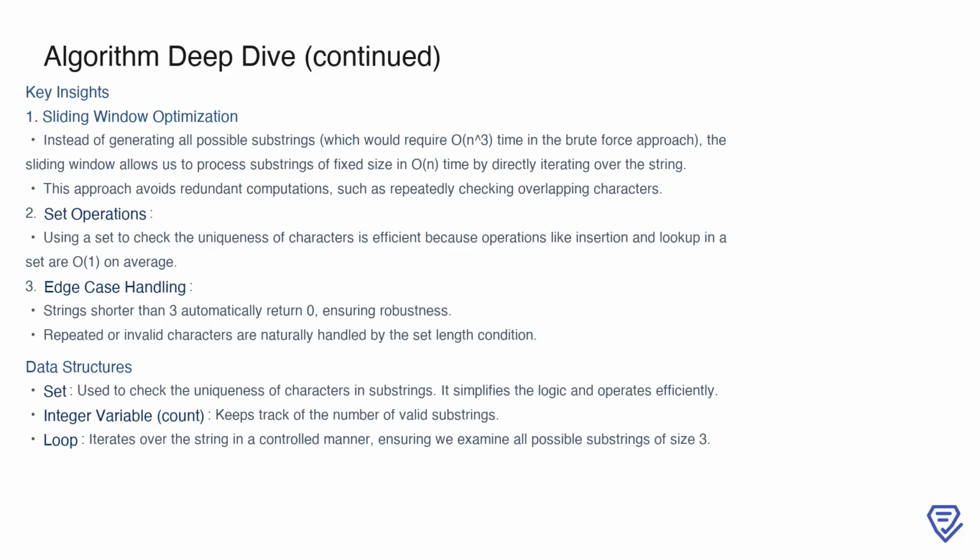Second, using a set to verify the uniqueness of characters is highly efficient, as average insertion and lookup operations in a set are O(1). Finally, edge cases are handled seamlessly. For example, strings shorter than 3 characters return 0 immediately, and repeated characters within substrings are naturally filtered out by the set length condition. The key data structures here include the set for uniqueness checks, an integer variable count to track the result, and a loop for controlled iteration over the string.